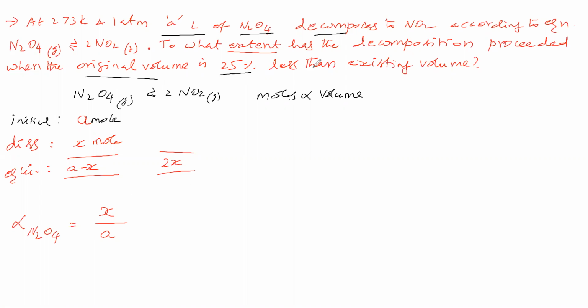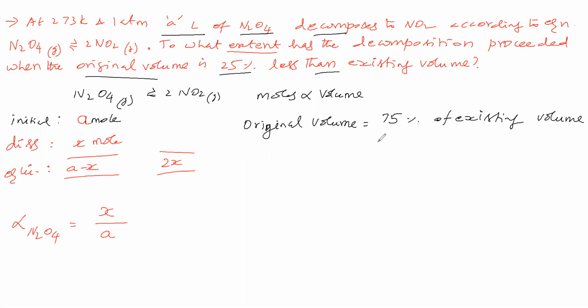Original volume is 25% less than existing volume. Now we will take the original volume as 75% of existing volume, because they said original volume is 25% less than existing volume. Therefore, original volume is equal to 75% of existing volume.